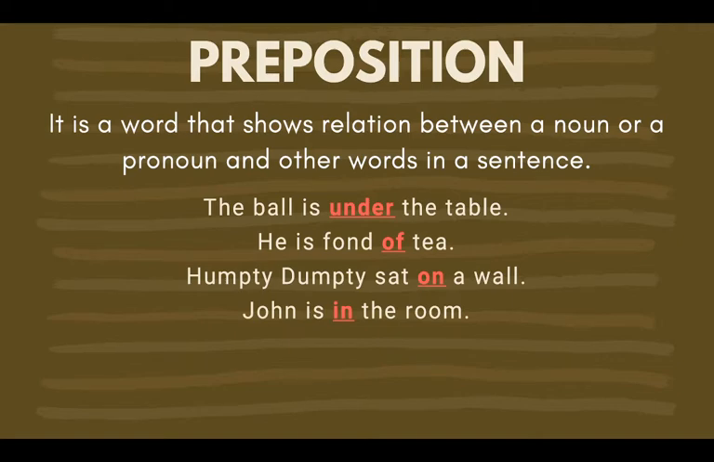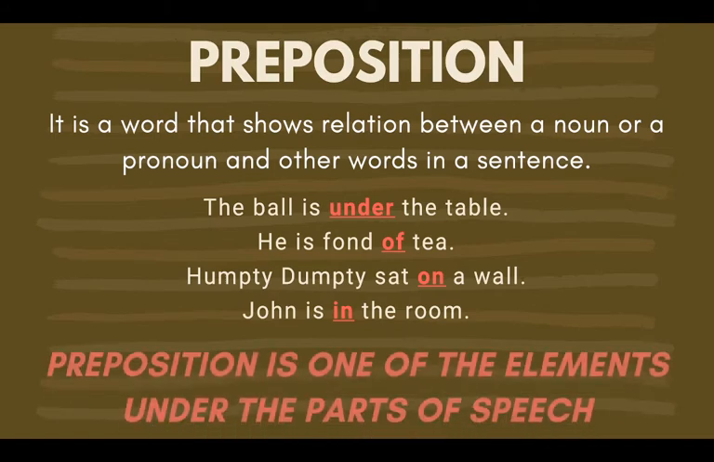Just imagine without the prepositions in each sentence. Does it make sense? We'll see. John is the room. It is without any meaning. So here we can understand that these are the prepositions which link the noun or the pronoun to the other words in a sentence, which tells about the position of the noun. Preposition is one of the elements under the parts of speech.